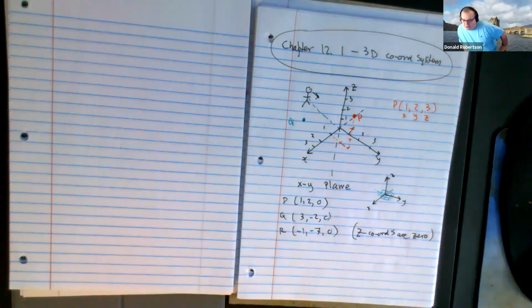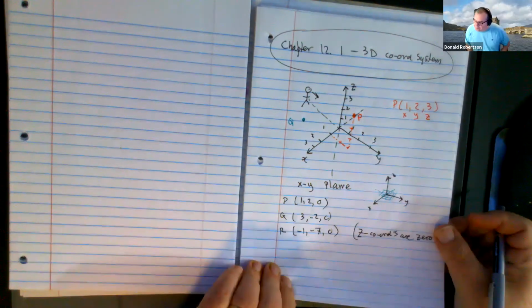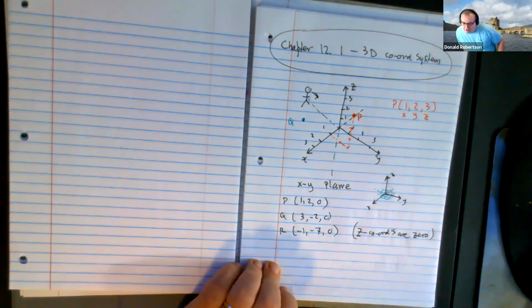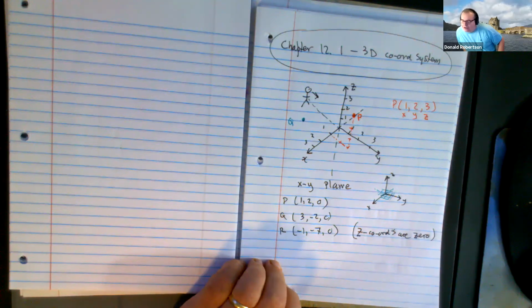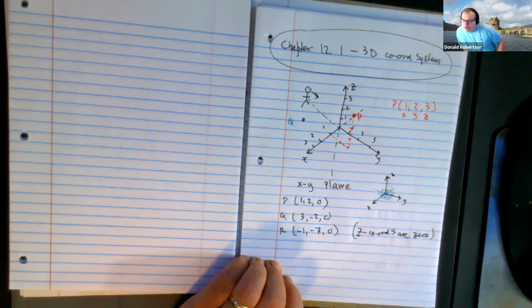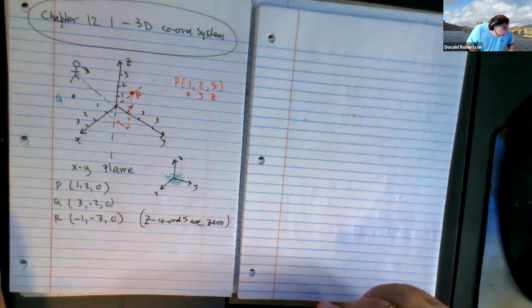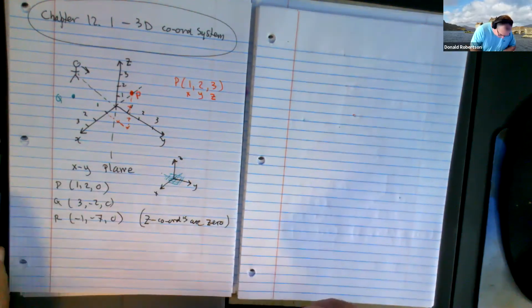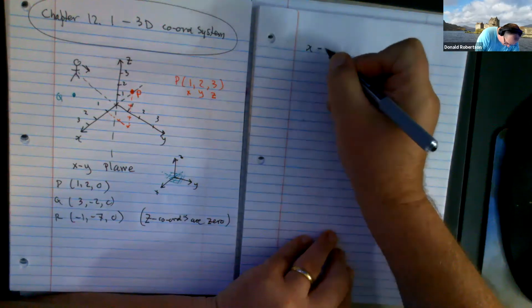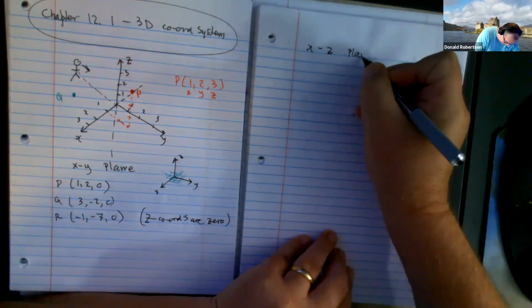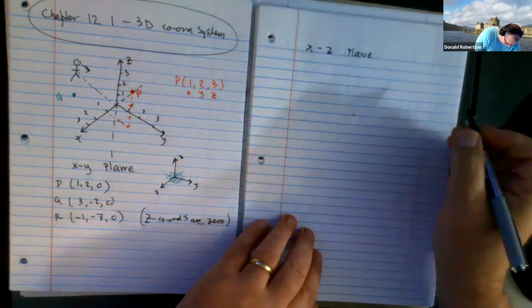Okay. So the Z coordinates are 0. Are we cool with that? So if I gave you a list of 5 random coordinates and I said, tell me which ones are on the XY plane, wouldn't you only pick the ones that had the Z coordinate 0? Now, there are 3 standard planes: XY plane, there's an XZ plane, and there is a YZ plane.